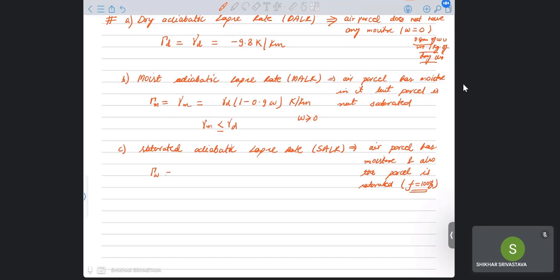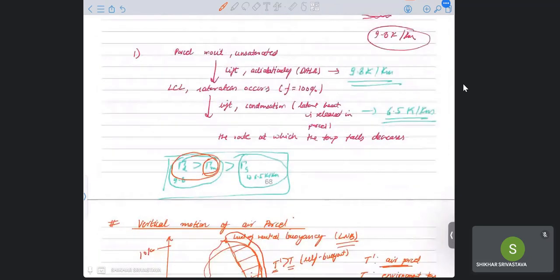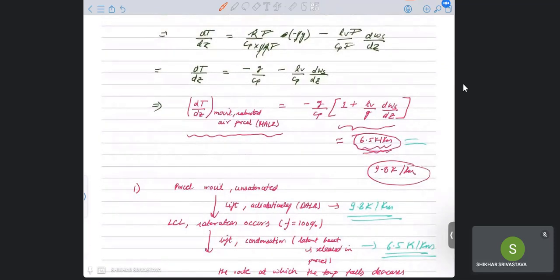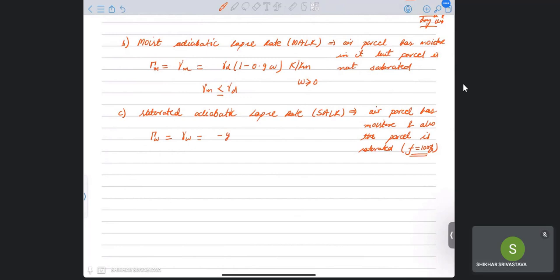I will write it as gamma W. It came out to be minus G by Cp times 1 plus this quantity, minus G by Cp, which is nothing but the dry adiabatic lapse rate times 1 plus LV upon G dWs by dZ. So this is the lapse rate for a parcel which is saturated, and obviously it has moisture in it. That's why it is saturated.